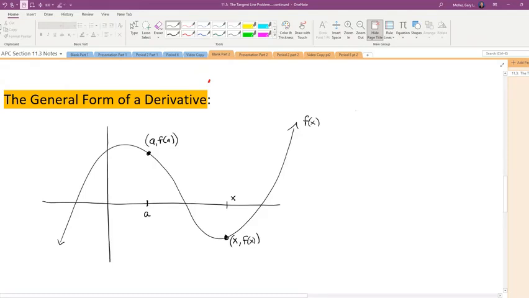And then we said the limit as X gets closer to A. So we're going to pick this point of X, which is maybe this far away, and then we're going to move it closer and closer and closer. So we're going to move X closer to A, all the while taking the slope as we do it. So the slope is f of X minus f of A over X minus A, and this was the definition of the derivative at a specific point.